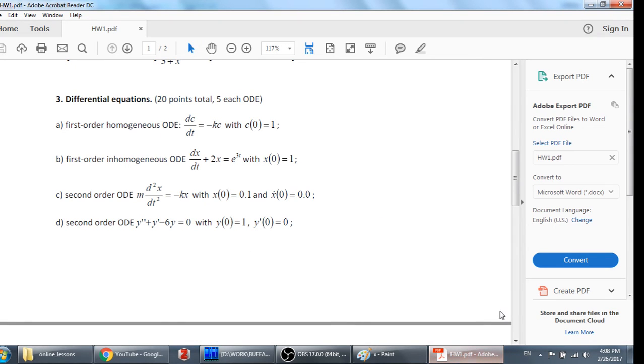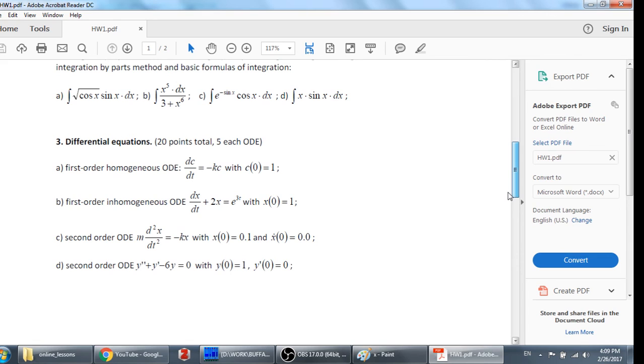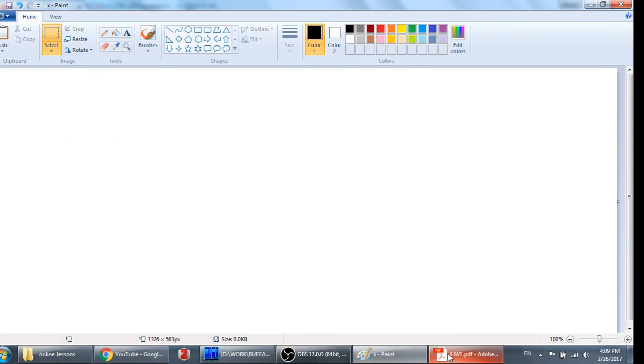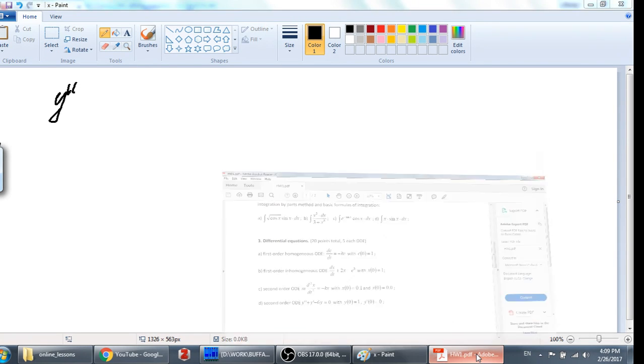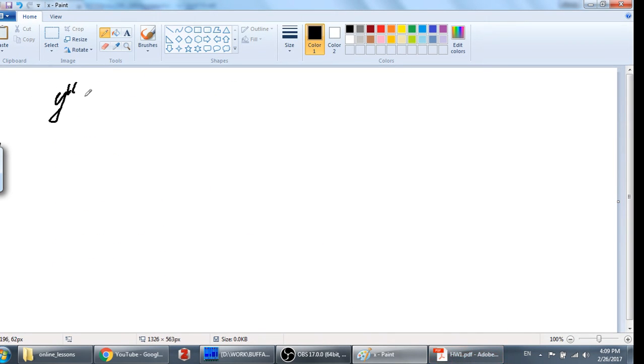We want to look at the second order differential equation. And of course we're dealing with the homogeneous ones. Let's look at this one, for instance: y double prime plus y prime minus 6y is equal to 0.